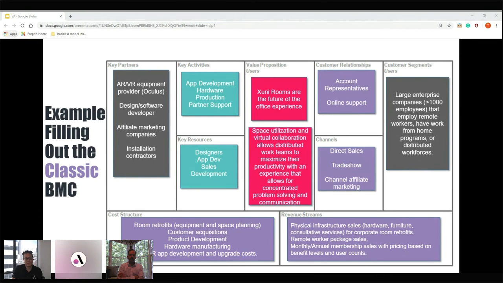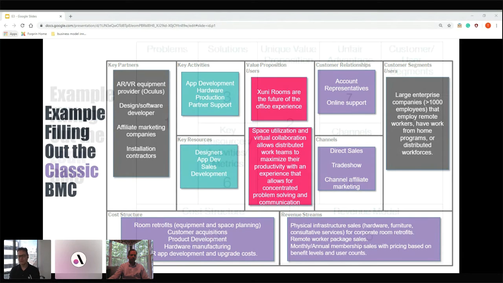Channels: this was going to be a direct sales force going out and calling on customers, augmented with trade shows, and then potentially using affiliate marketing as well. The customer relations was our account representatives and some online support. So you can kind of see the difference between the classic and the lean, and why maybe we prefer the lean a little bit more, because it really targets what Scott was mentioning about the customer and the value proposition, while the classic replaces those with more operational aspects.